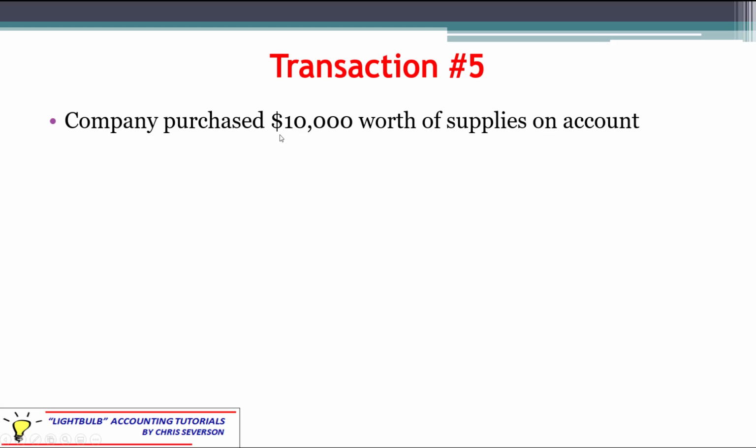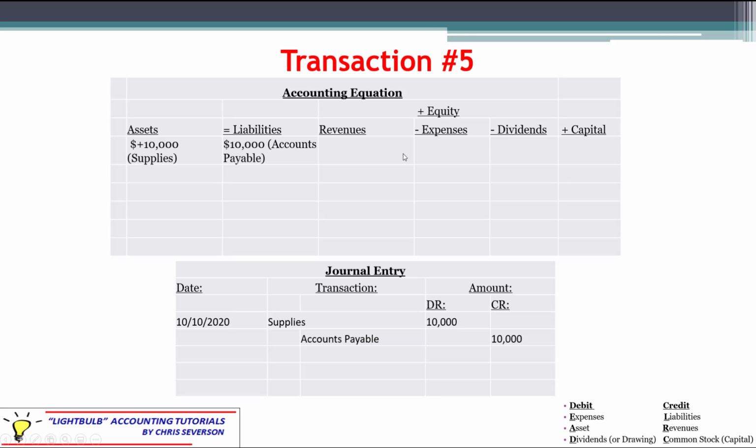Now they purchased $10,000 worth of supplies on account. Here are the keywords I was talking about a bit ago. They're still purchasing them, but it's on account, which another phrase for this is on credit. This means that they're not paying cash right now. They're setting up an account, and they will pay it off later. So in this situation, we have one asset that's increasing, the supplies asset, and then a liability, accounts payable, that's increasing as well.